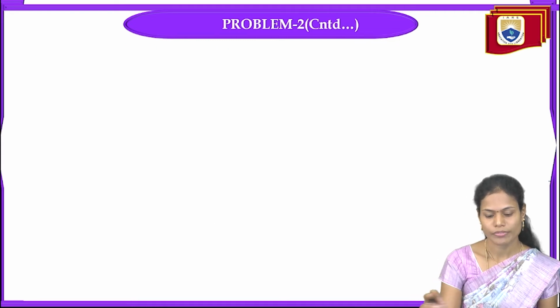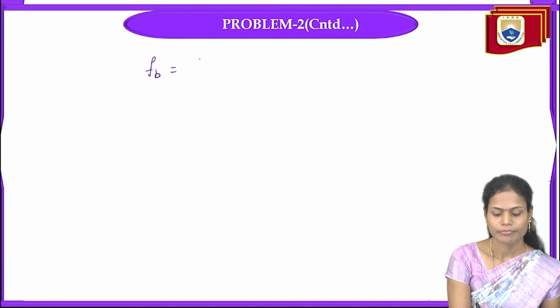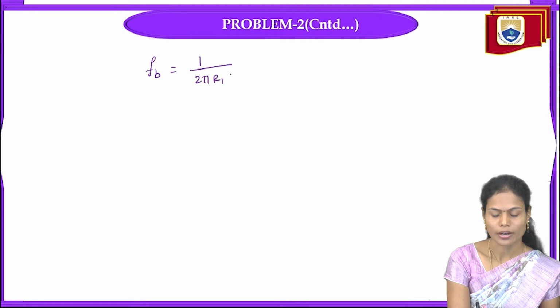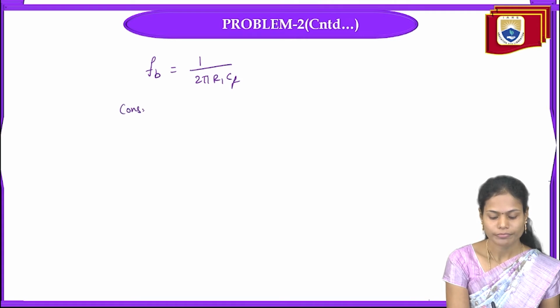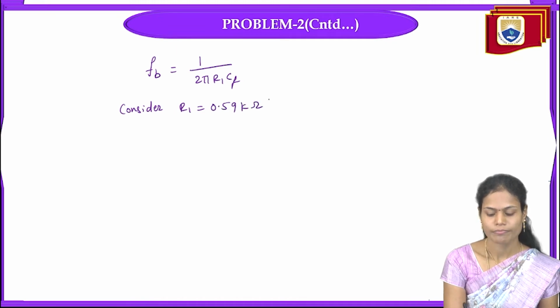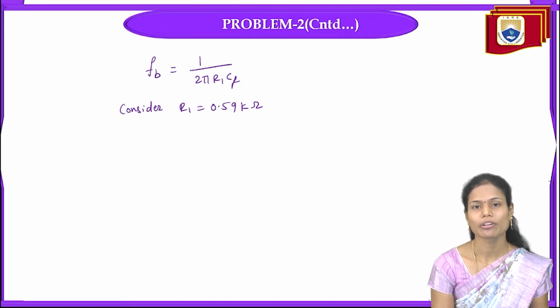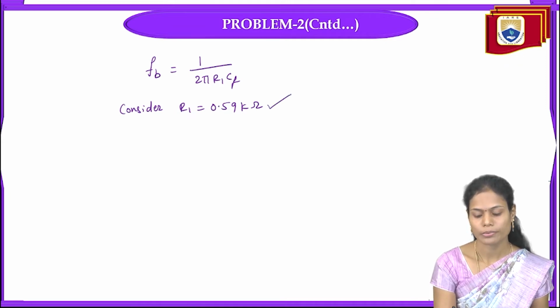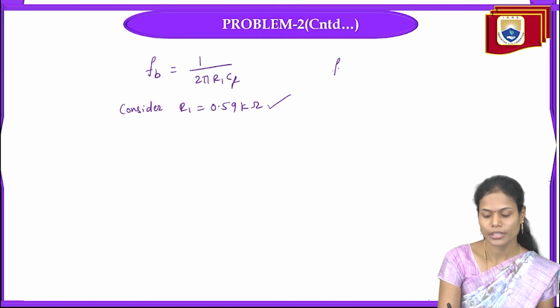So to design that, first of all, I am taking the cutoff frequency of the integrator, FB. That value is 1 by 2 pi R1 CF here. Okay. And I am constraining the R1 value as 0.59 kilohms. Why? Because they didn't give any element values of the integrator. We need to find all the values. So to find the remaining values, I am assuming this particular value here. Okay. And the FB value is already given in the problem. Here FB is nothing but the F minimum value given, that is 100 hertz.